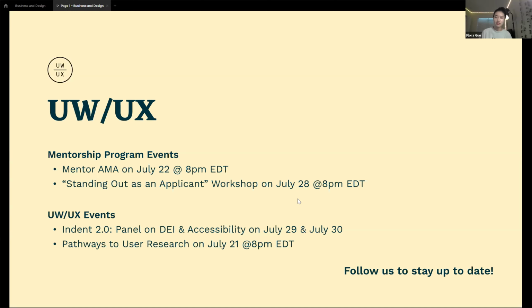Another event that we have is the Standing Out as an Applicant workshop, and that's the following week, July 28th at 8 p.m. EDT. We will have announcements with more details coming out in the mentorship channel in Slack soon, so keep your eyes peeled on those as well as for the Zoom invites. And in terms of general UW UX events, we have Indent 2.0, and this time it is a panel on DEI and accessibility. This is taking place right after our Standing Out as an Applicant workshop, on July 29th and July 30th.